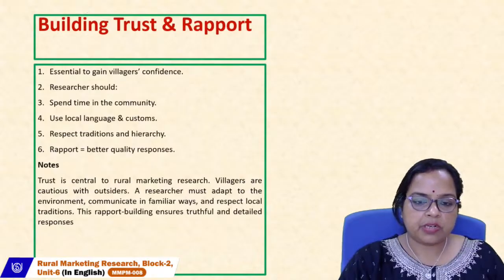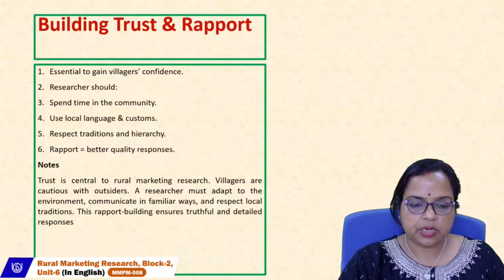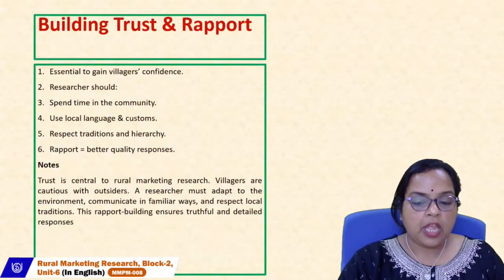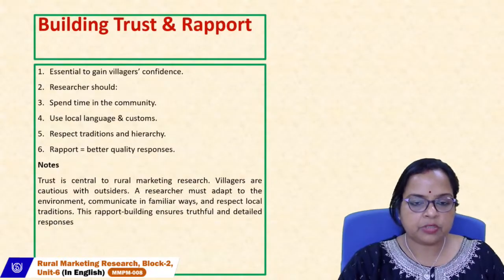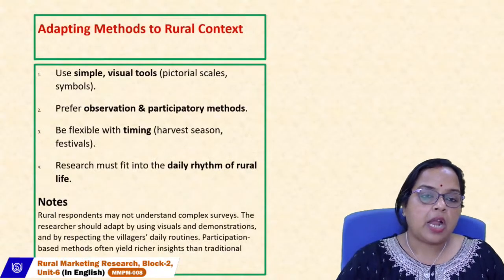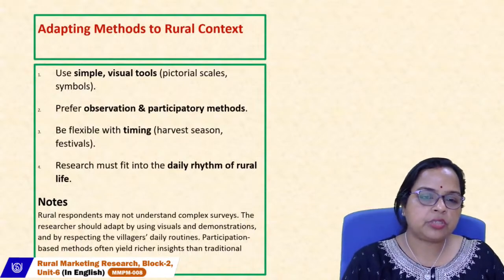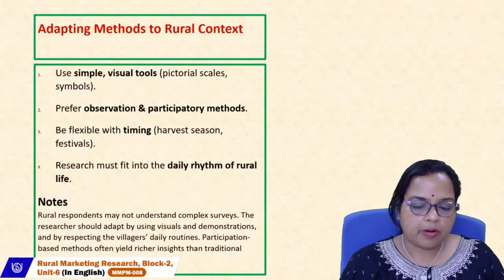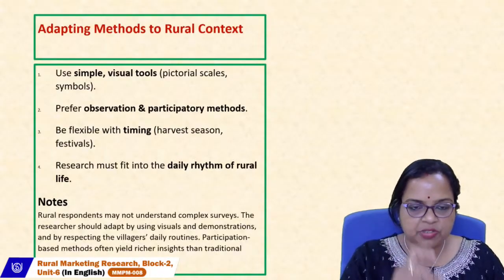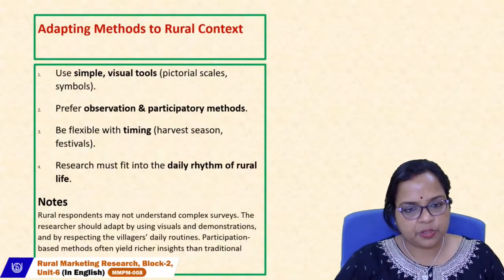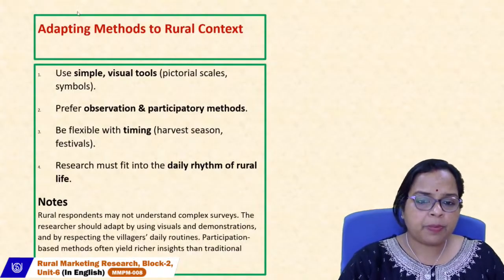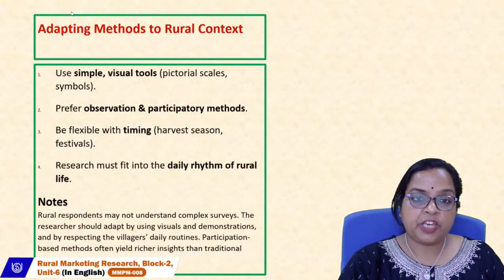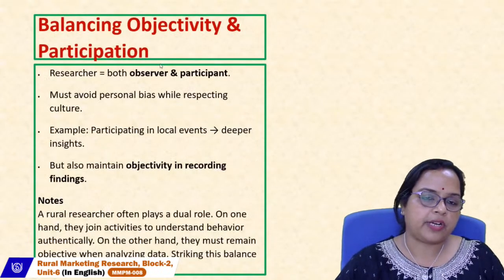Trust is central to rural marketing research. Villagers are cautious with outsiders, so the researcher is the primary person who is getting connected with the villages on behalf of the company. So he has to build the trust and rapport. Adapting methods to the rural context: use simple and visual tools. Pictures are more effective in these cases. You have to observe their behavior rather than questioning them quite often. So you need to observe their buying behavior. You can also apply the participatory method. By your own thinking process also, you can innovate the method of research in the rural context.